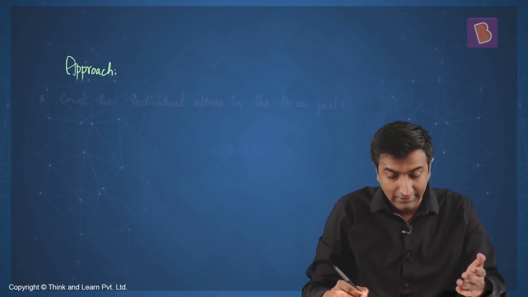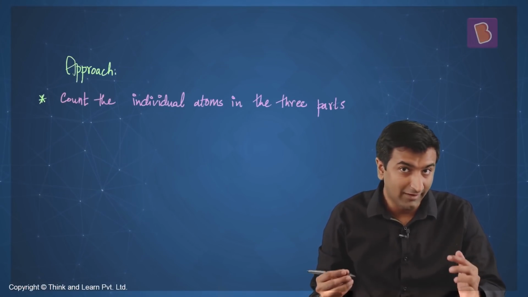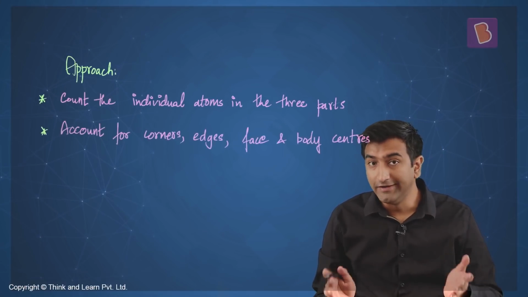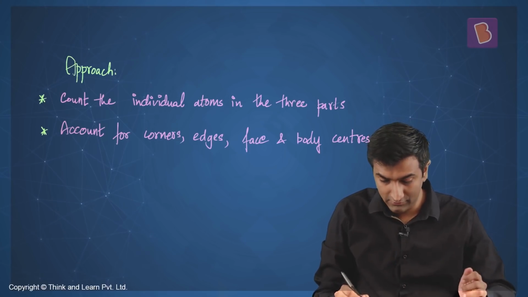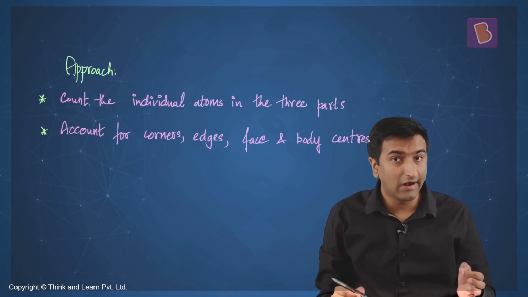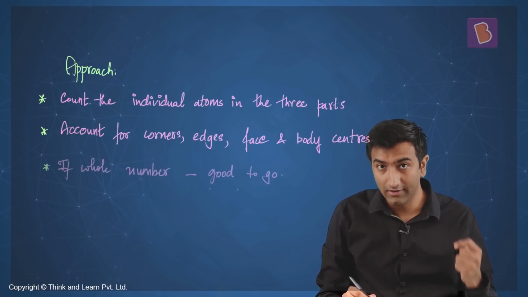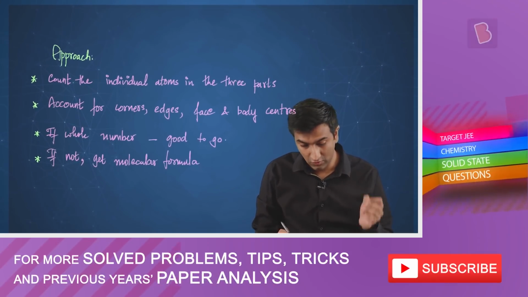Well, first thing is you count the individual atoms in the 3 different parts. You have 3 parts there. You need to account for, as usual, the corners, the edges, the face and body centers. So these are the first 2 things. And after that, if you get a whole number just by doing all this, that's great. If not, then you need to make sure you get the whole number. The molecular formula must have a whole number.